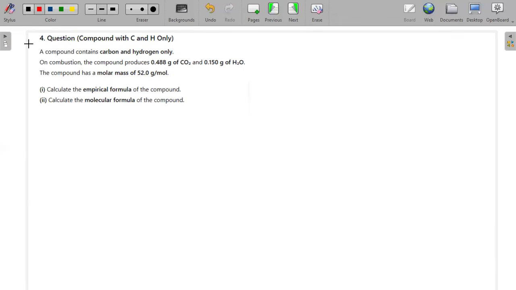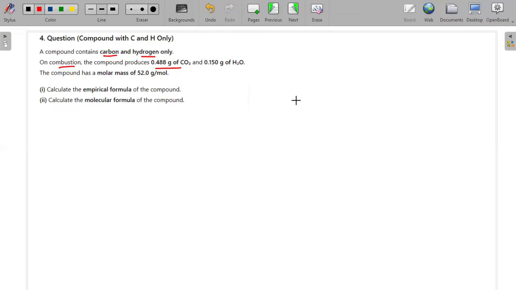All right, so here, question 4, they're saying a compound contains carbon and hydrogen only, meaning it's a hydrocarbon. On combustion, or in other words, when it reacts with oxygen, the compound produces 0.488 grams of carbon dioxide and 0.15 grams of water. The compound has a molar mass of 52.0 grams per mole. Calculate the empirical formula and the molecular formula. These are free marks in the test.